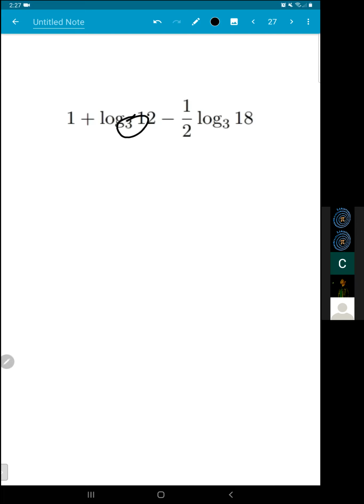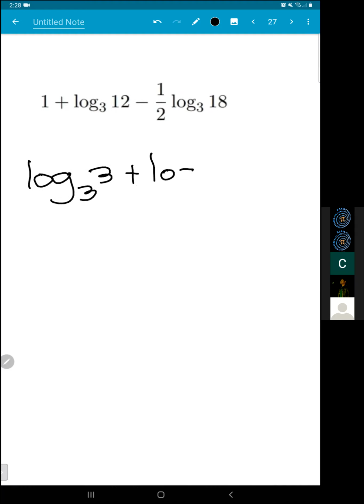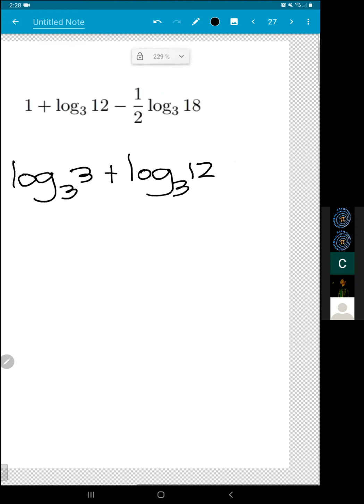Now, notice it's in base 3. So can you tell me how to write one as a logarithm of a certain number base 3? Log 3 base 3, sir. There, obviously. If I write it as log 3 base 3, that should be 1, but it's now in terms of a logarithm base 3, which I can join with the rest of the other terms, which also have log base 3. So if I write 1 as log 3 to the base 3, the problem now can be done.